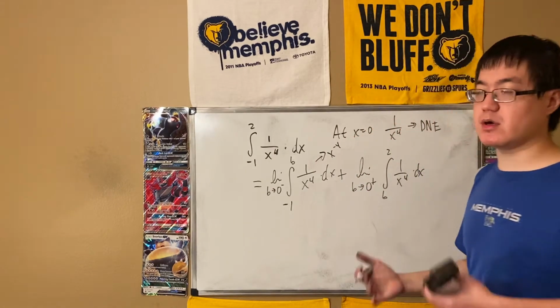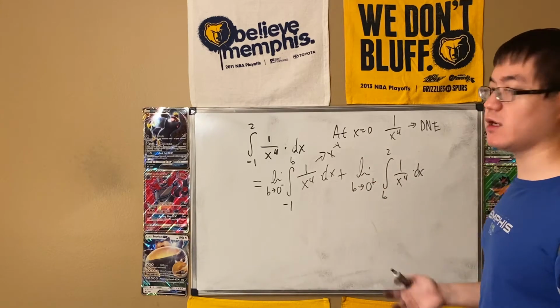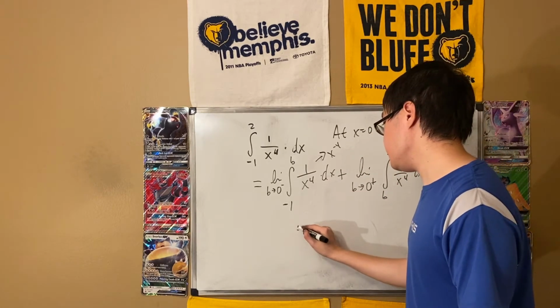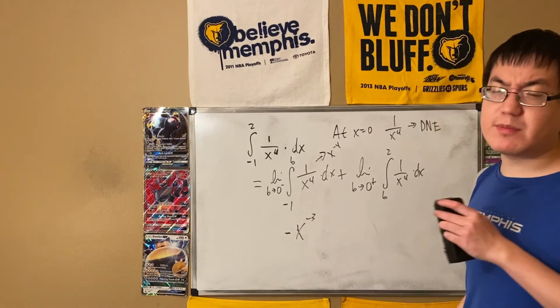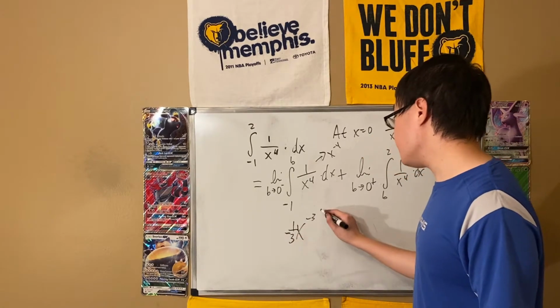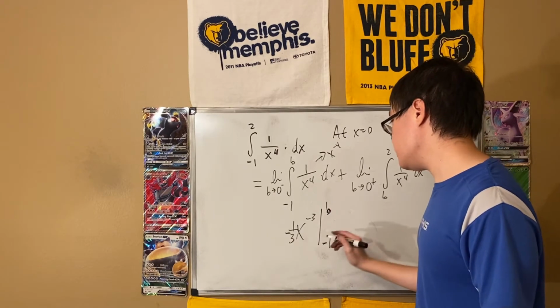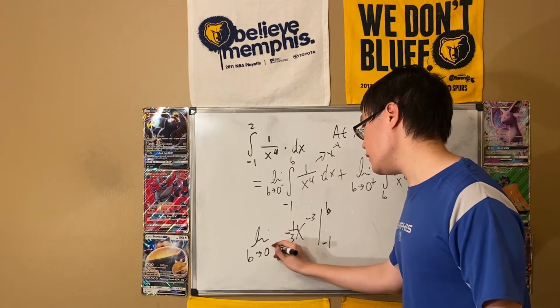And what's going to happen is we're going to just take this integral. So I'm just taking this integral first, and I might do this integral. You'll see why I don't do it later on. So what we do is we add 1, so it's going to be x to the negative 3 with a negative in front. Remember that you divide by your new exponent, so it's going to be negative 1/3 in fact. And we're going to plug in b and negative 1. Limit, still as b goes to 0 from the left.